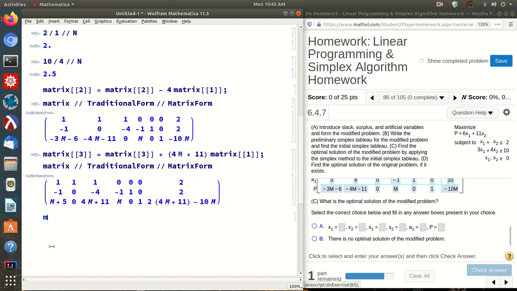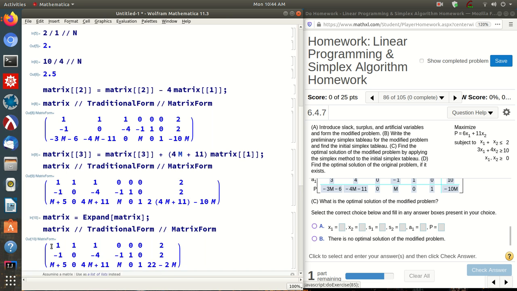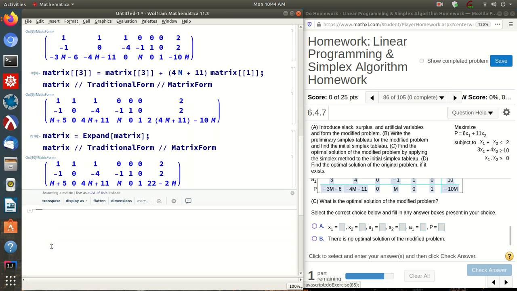Okay, we need to expand it. Expand the matrix, and the reason I'm doing that is because there are algebraic expressions in the bottom row. So this is what we have.